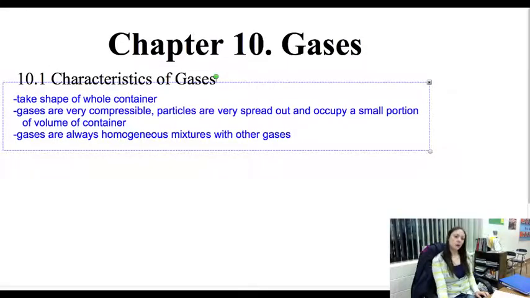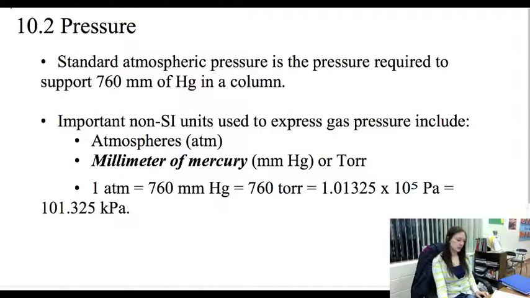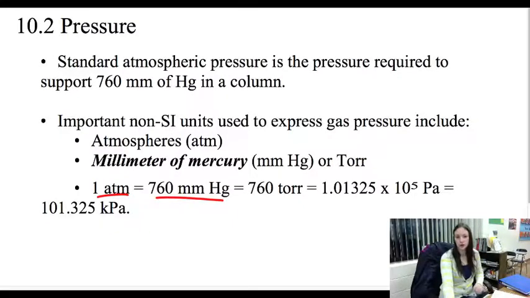All right, on to 10.2, which is pressure. Okay, standard atmospheric pressure is required to support 760 millimeters of mercury in a column, which is why 1 atmosphere is 760 millimeters of mercury. Okay, which is the same thing as 760 torr, which is the same thing as 101.325 kilopascals and 1.01325 times 10 to the 5th pascals. So those are the different pressure units we're going to look at here.